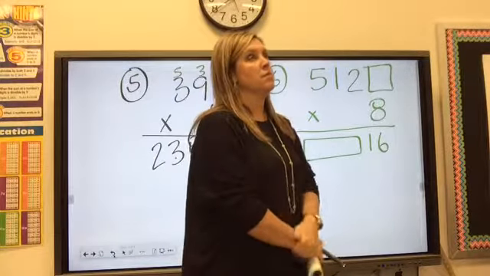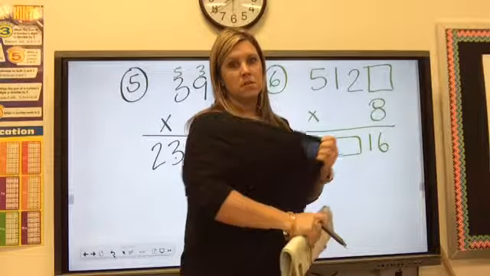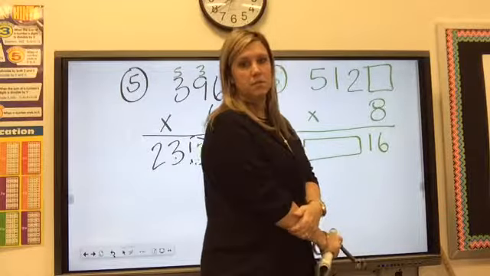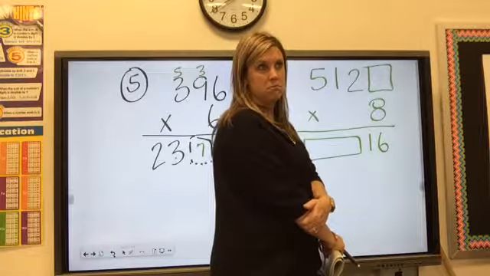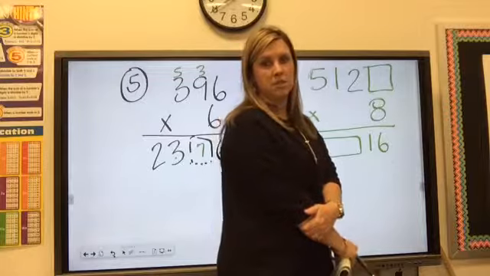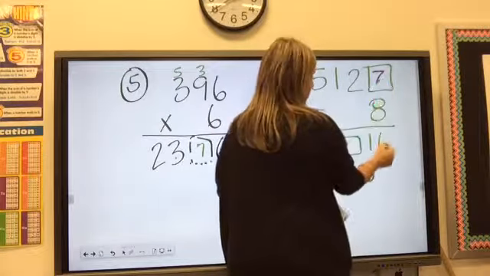What's 8 times 3? It's 24. That isn't in. 8 times 5 is 40. That's not going to work. Okay. 8 times 6, 48. No. 8 times 7 is 56. Okay, 56. There we go. 8 times 7 is 56.